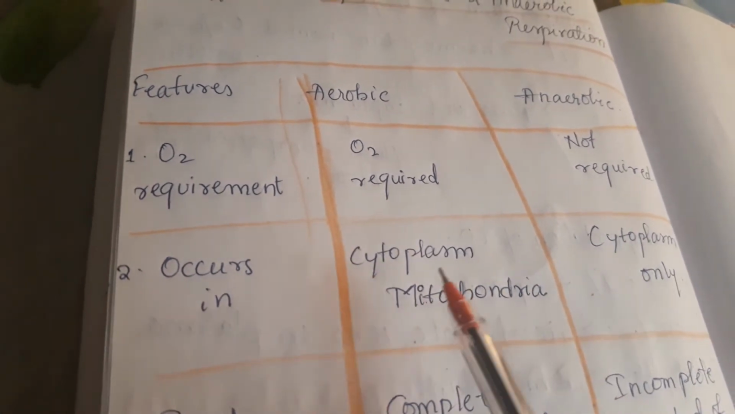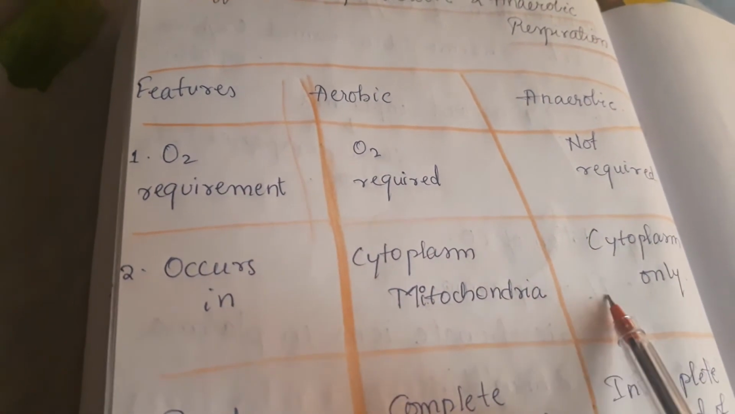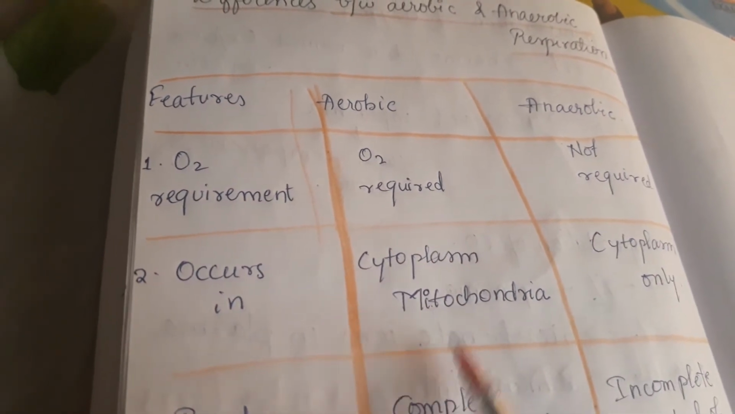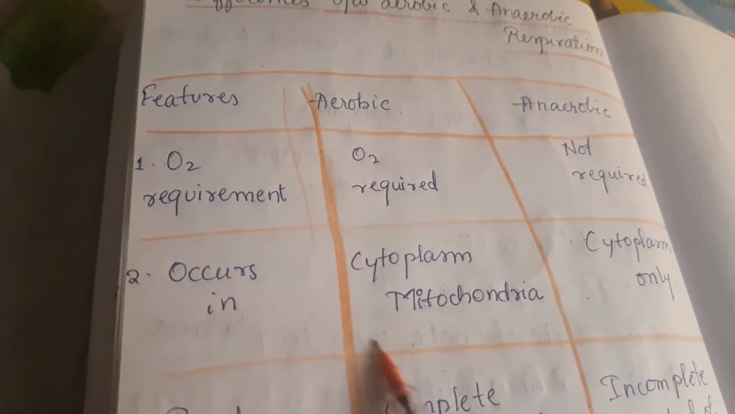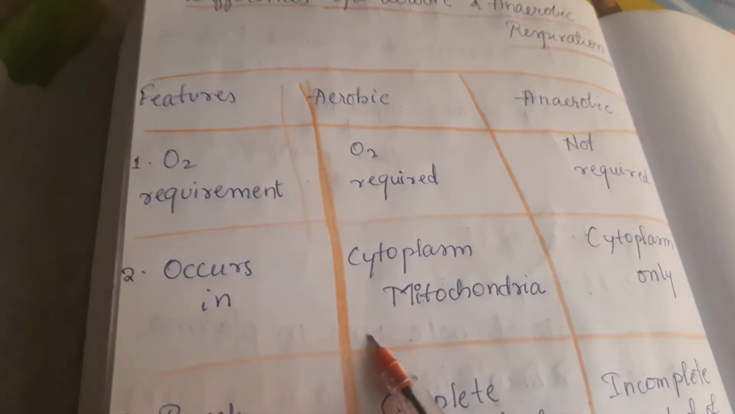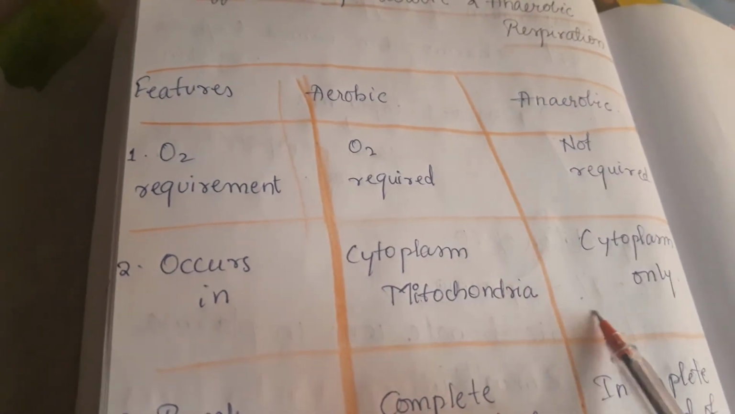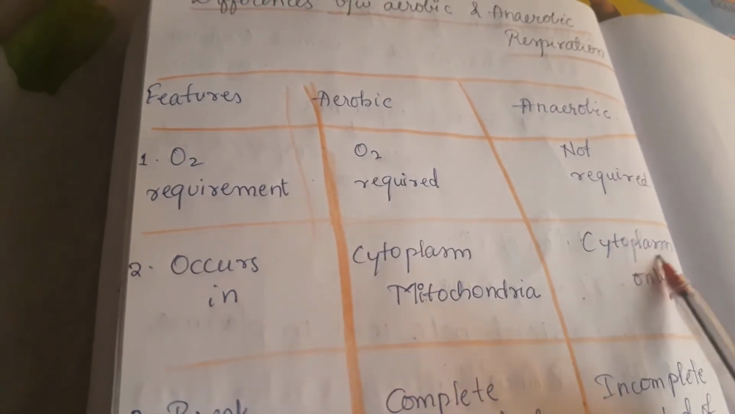There are 2 steps, okay. In anaerobic also there are 2 steps. In aerobic also there are 2 steps. But in mitochondria energy is released. In anaerobic respiration there are also 2 steps, but everything happens only in cytoplasm.